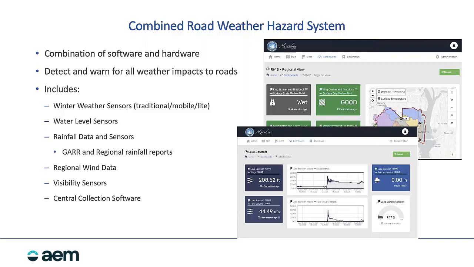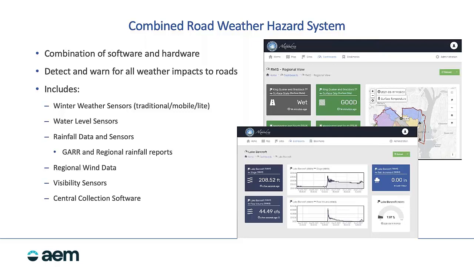These include things like winter weather sensors that we've come to know, being able to detect pavement state and temperature, but it also includes things like water level sensors, rainfall data, getting regional wind data so you can start to detect approaching a high wind or low visibility area, and essential software that we're going to tie all that together with. Over on the right-hand side, we're showing some screenshots of the city of Alexandria, Virginia's combined road weather hazard system. And they've been implementing this over many years.